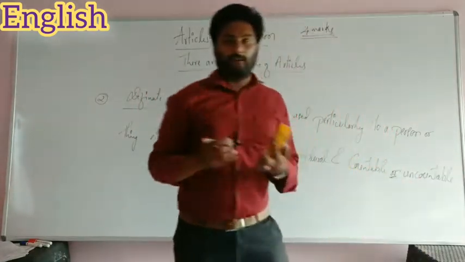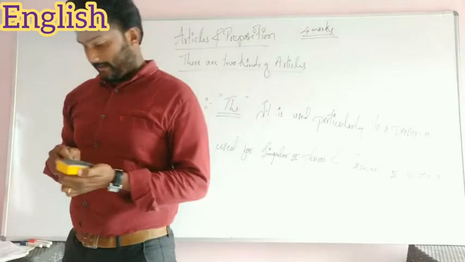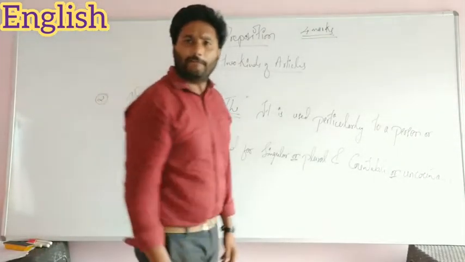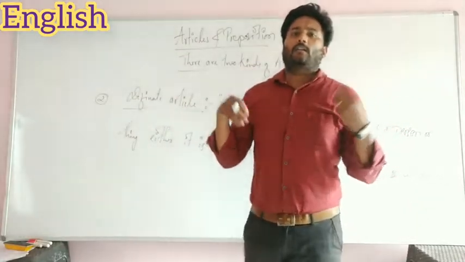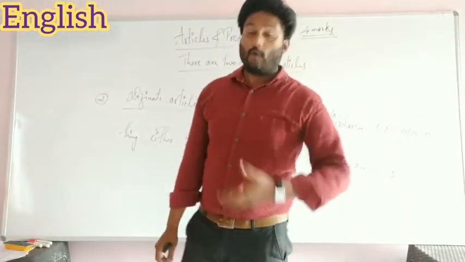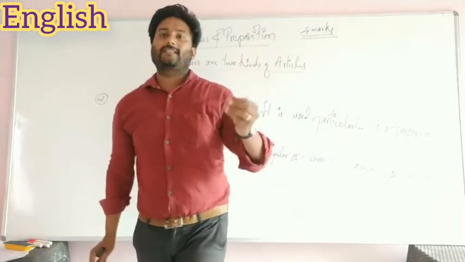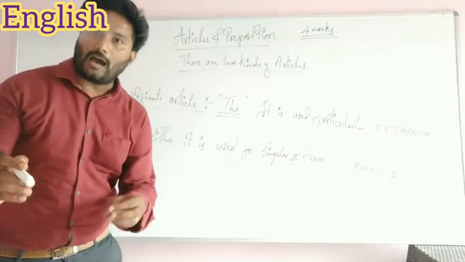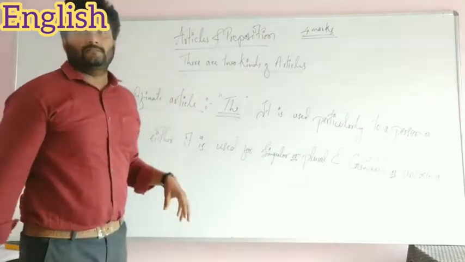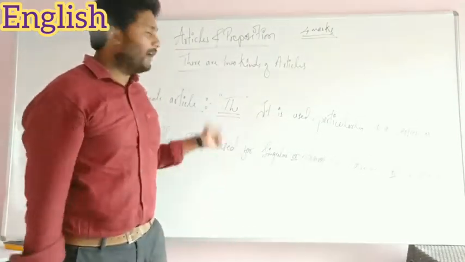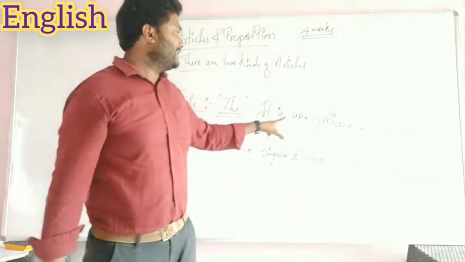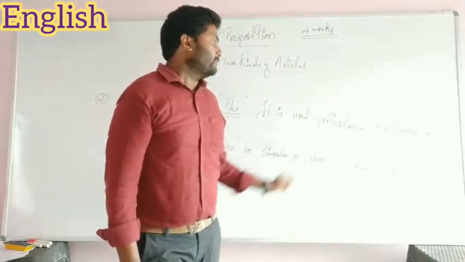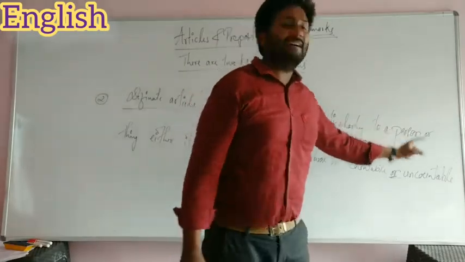The next definition is the definite article. First it was the indefinite article. Indefinite articles are dependent on our utterance, what we pronounce. So that's why it is an indefinite article. But the definite article, ನಿರ್ದಿಷ್ಟ article ಏನಪ್ಪಾ ಅಂದ್ರೆ, the definite article is 'the'. Why is it definite? Because it is used particularly, ಪ್ರತ್ಯೇಕವಾಗಿ. ಹೌದಾ? It is used particularly to a person or a thing.